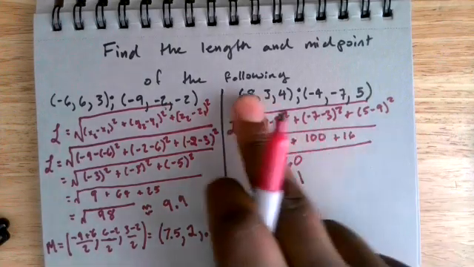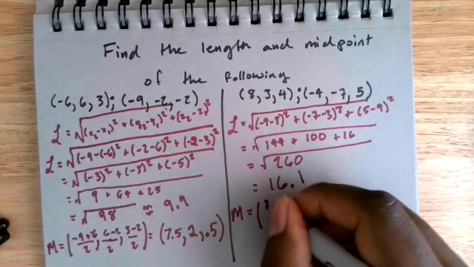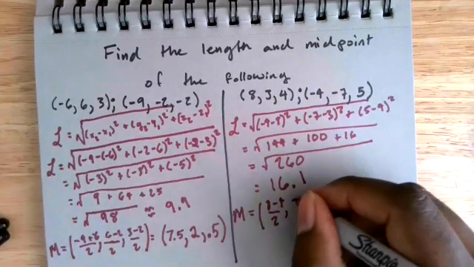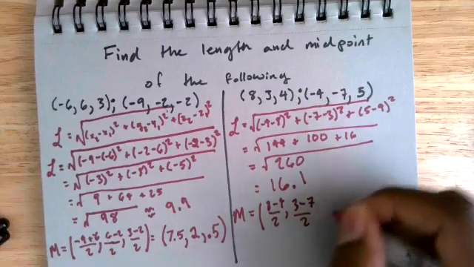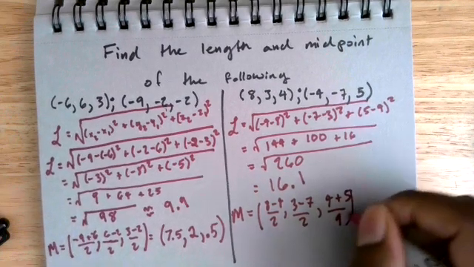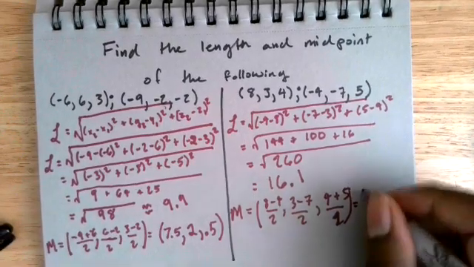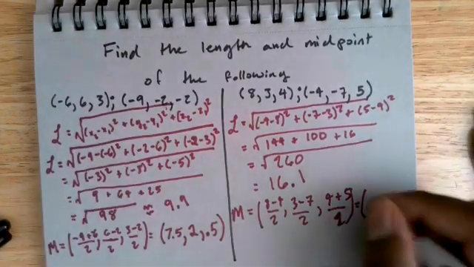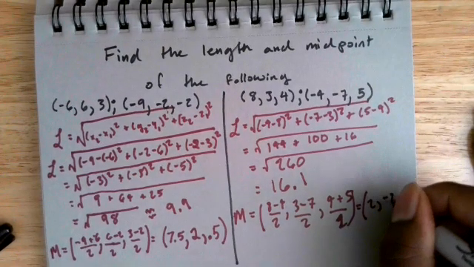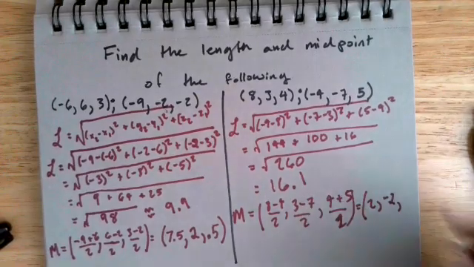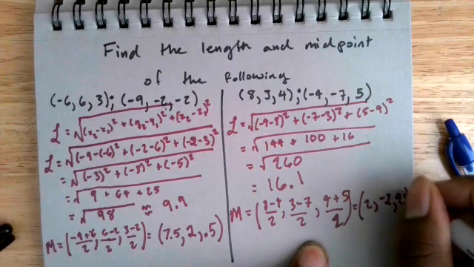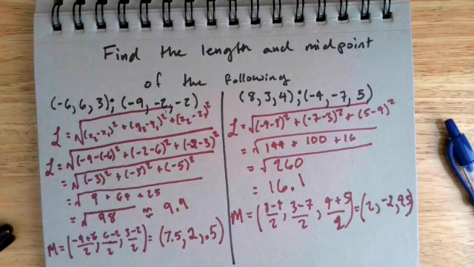All right. Then, of course, midpoint. In this case, this is going to be 8 minus 4 over 2, just adding together, right? 3 minus 7 over 2. 4 plus 5 over 2. That point is going to be 8 minus 4, which is 4, divided by 2 is 2. 3 minus 7 is -4 over 2 is -2. And 4 plus 5 is 9 over 2 is 4.5. And that's how you do it.